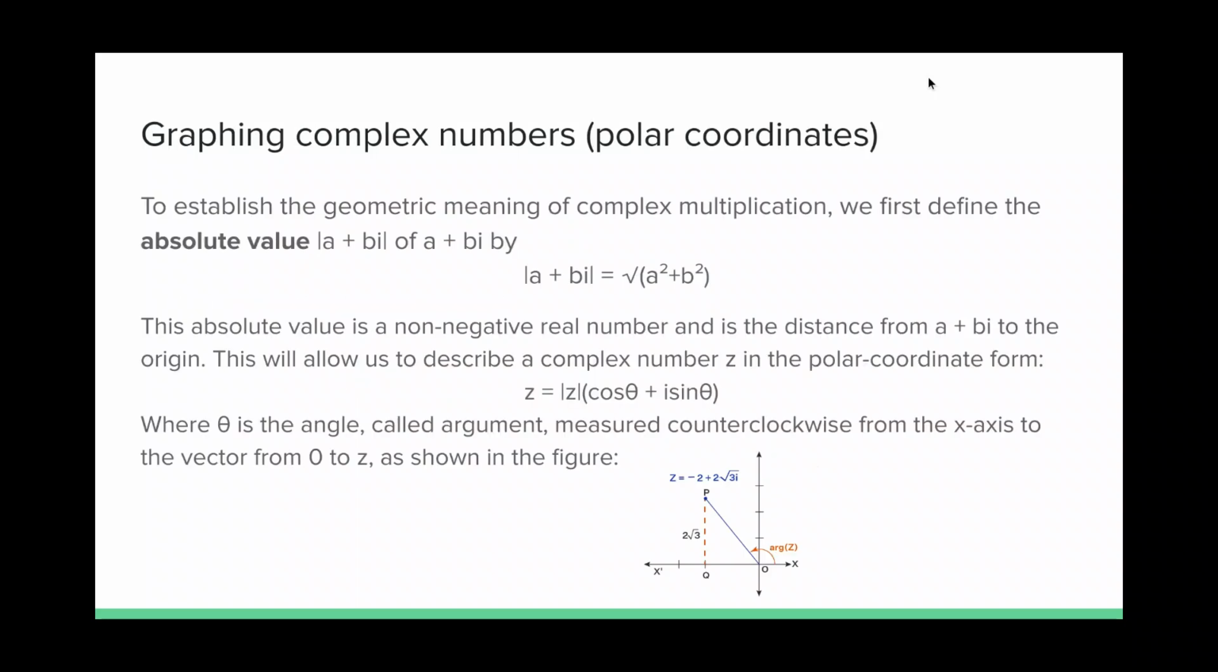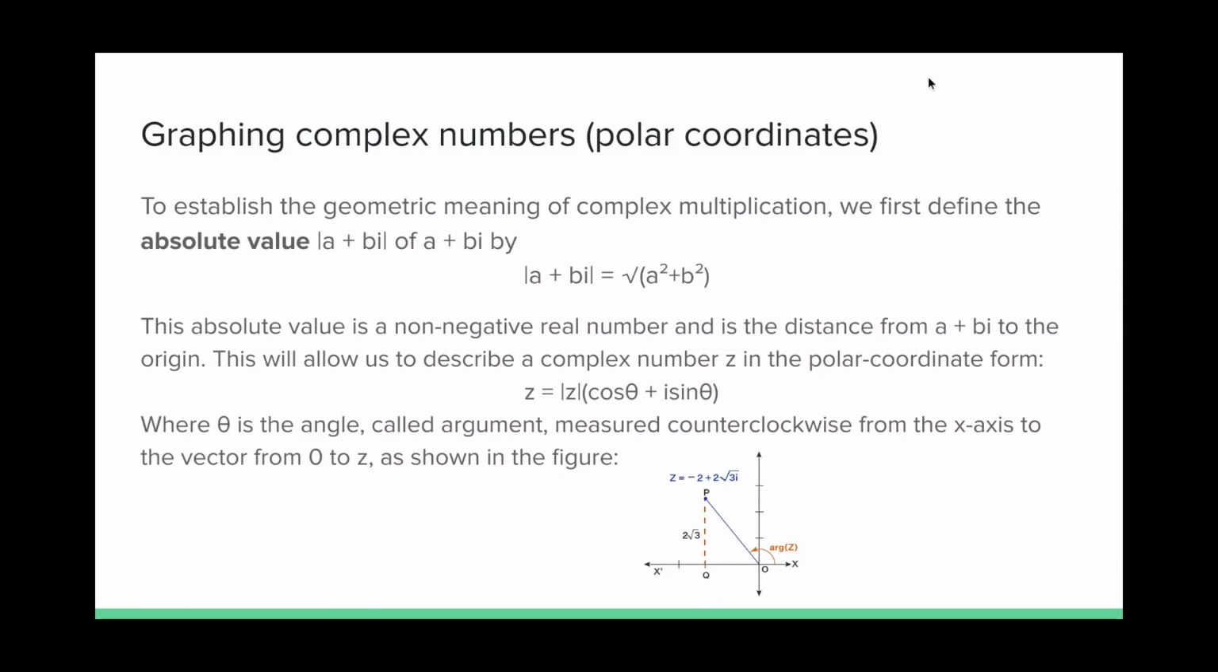So, graphing complex numbers or polar coordinates. If we want to establish a geometric meaning to complex multiplication, we can define the absolute value of a plus bi to be the square root of a squared plus b squared. So what you do is Pythagoras' theorem. This gives you the length, the distance from the origin to a and b, this point on the imaginary plane.